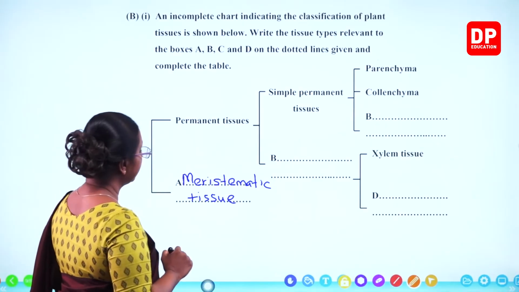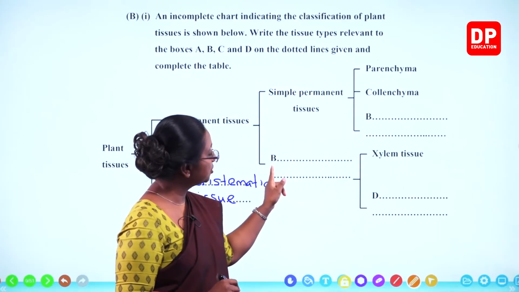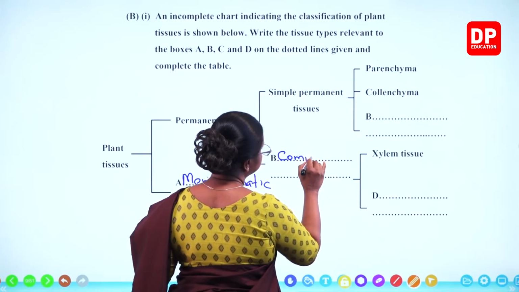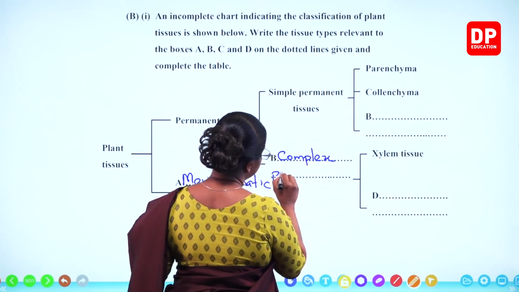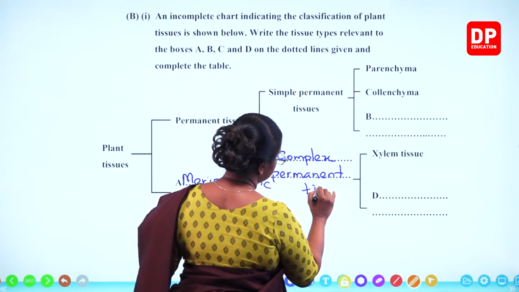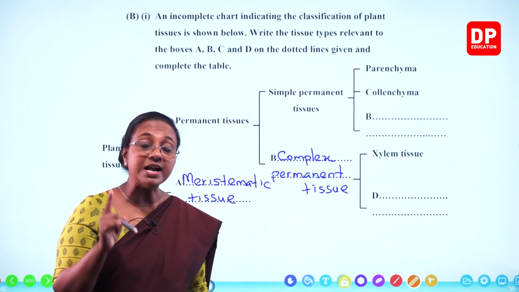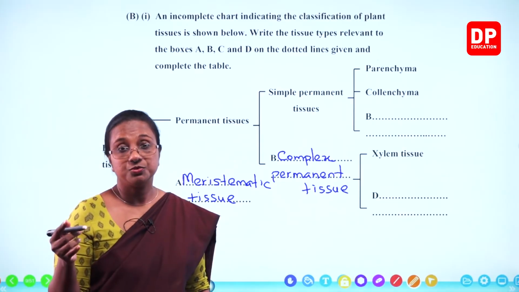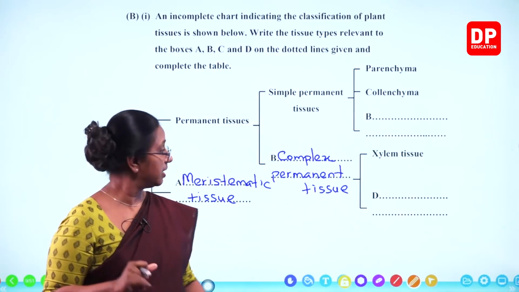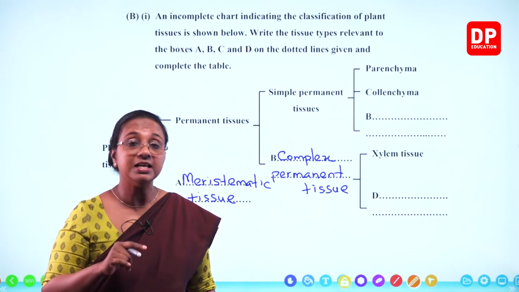So, permanent and meristematic. Then permanent tissues are of two types. One is simple permanent tissue. What is the other one? Complex permanent tissue. Now, what is the difference? Simple permanent, it has only one type of cells in the tissue. And there are three types. You can remember parenchyma, collenchyma and sclerenchyma. Whereas complex permanent tissue, there are more than one type of cells in the tissue.